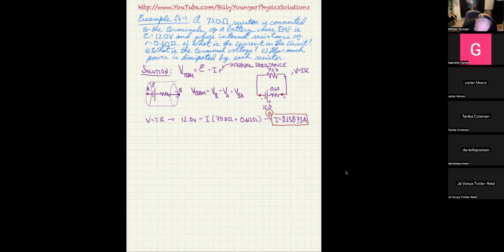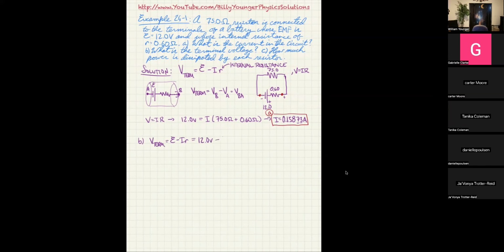Okay, so yes, we can go ahead and use the formula, or we can think it out this way. The main thing is that's what we're doing. We're doing the terminal voltage. So for part B, the terminal voltage is supposed to be the EMF minus I times the internal resistance. Well, the EMF we know is 12.0 volts.